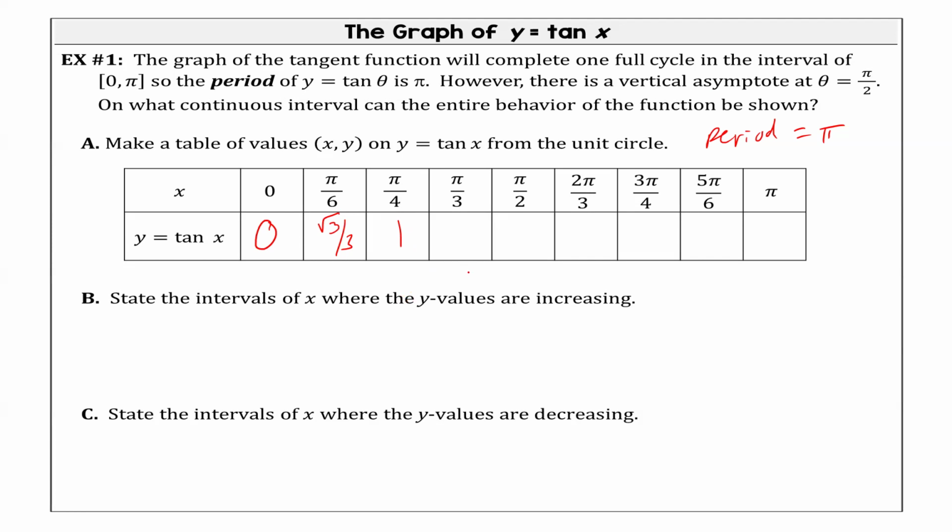Okay, now we're at pi over 3. Our numerator is now square root of 3 over 2. Our denominator is now 1/2. So keep, change, flip, and we're left with square root of 3. Do we all understand where these numbers are coming from? Okay, now we're at pi over 2. At pi over 2, what's my numerator? What's my denominator? Oh no! So that makes it what? Undefined.